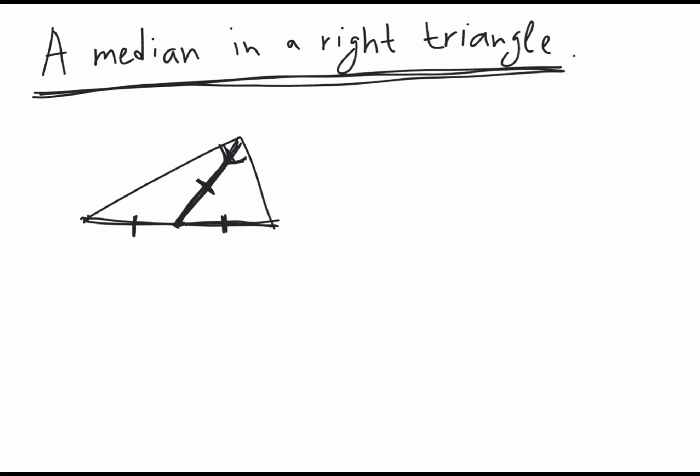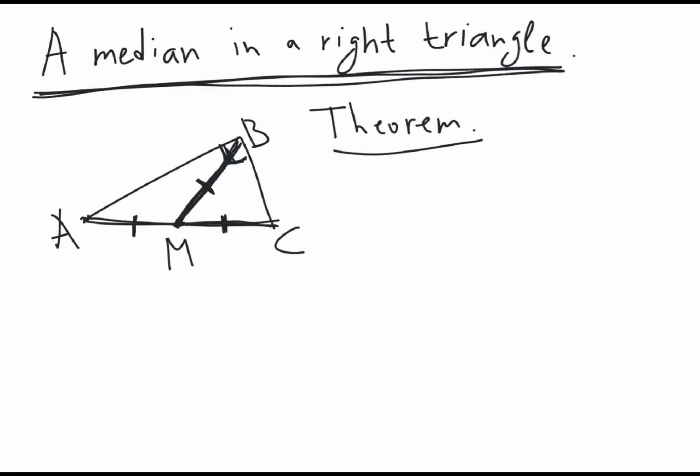So let's write this as a theorem. So ABC, and let this point be M. Theorem. So let's remove the right angle.